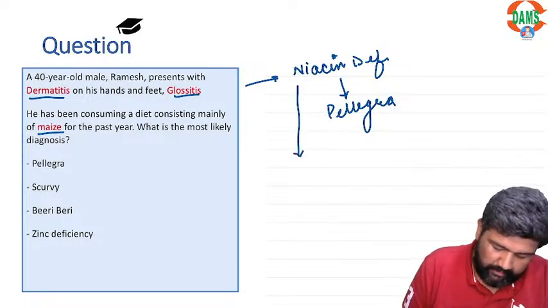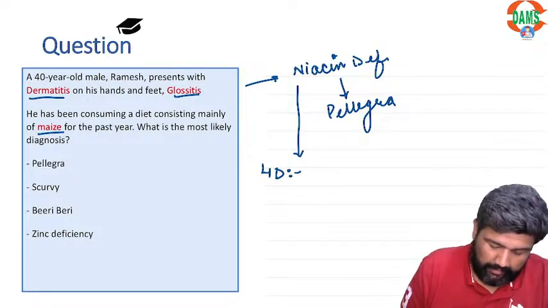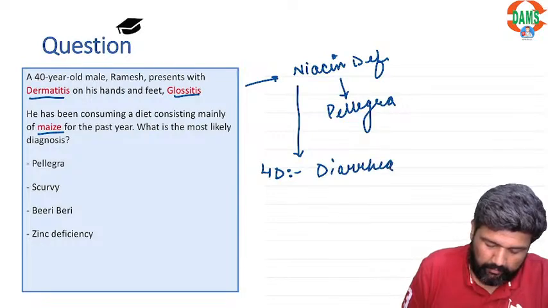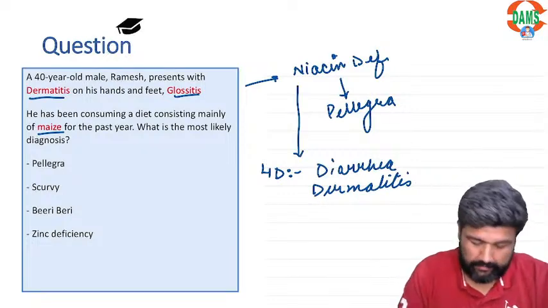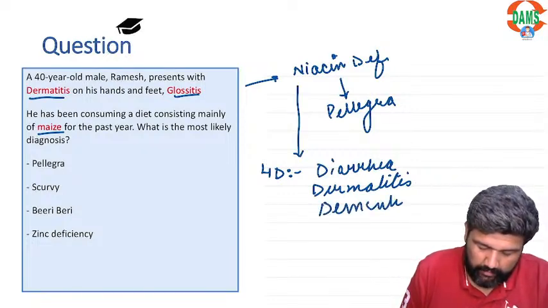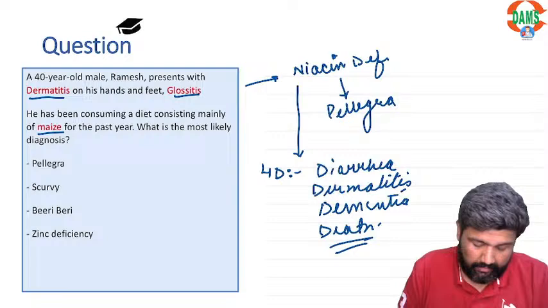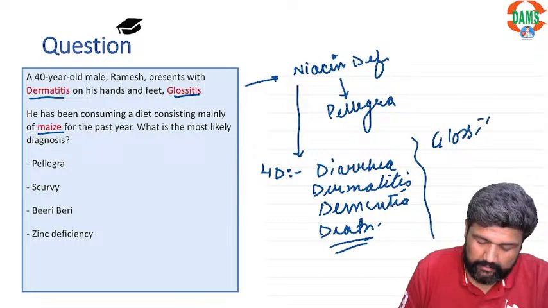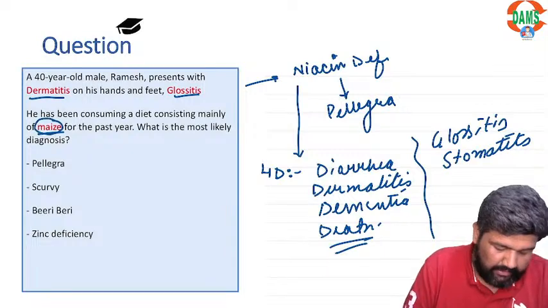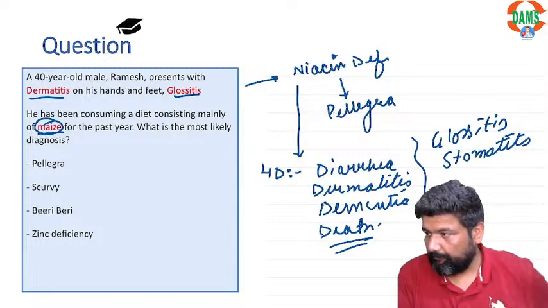Let us quickly revise 4D of pellagra. Diarrhea, dermatitis, dementia, death. Apart from these 4D, we see glossitis, stomatitis, and this is seen in maize eaters.